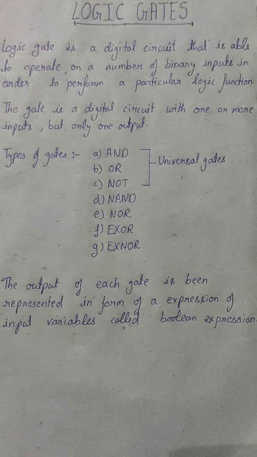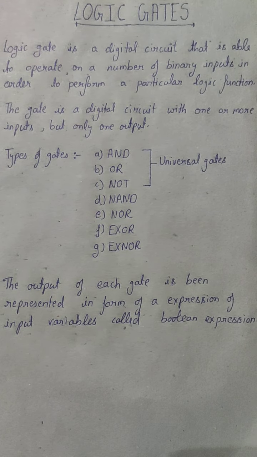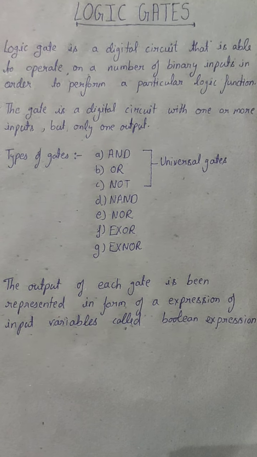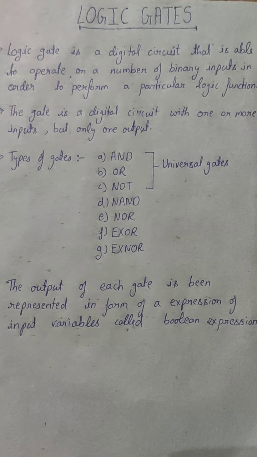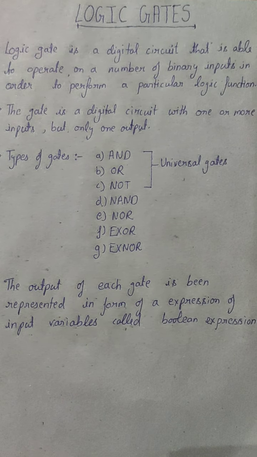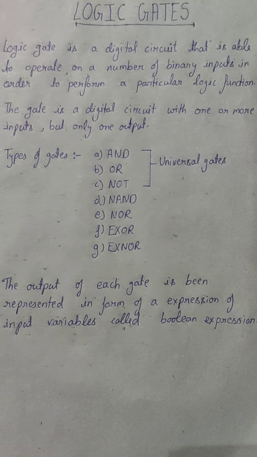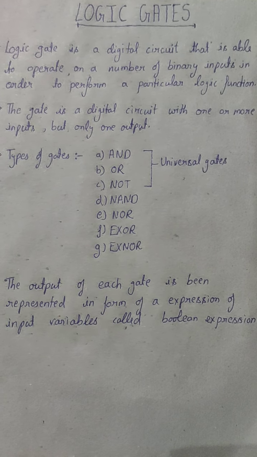Next is, every gate has a truth table associated with it, so that it defines the output which it produces on a particular input or a set of inputs. So the truth table defines how a logic gate works for each gate.